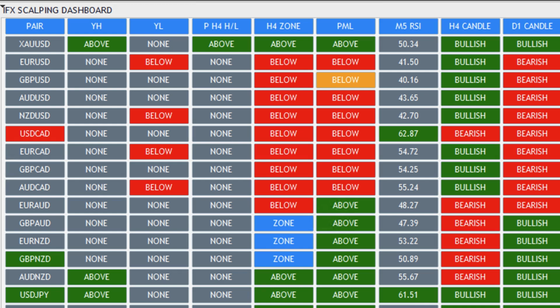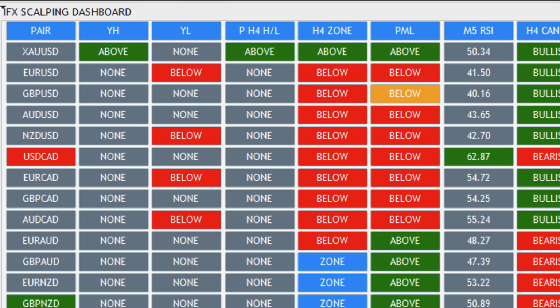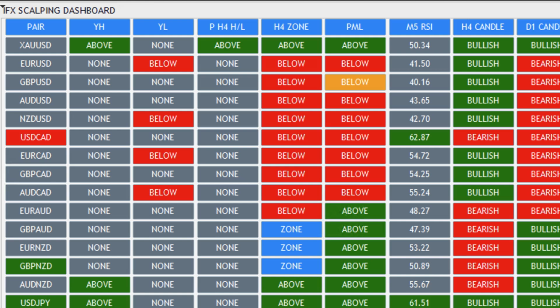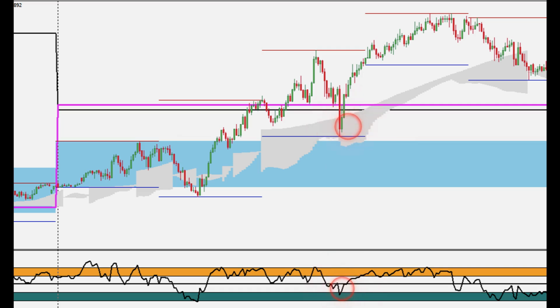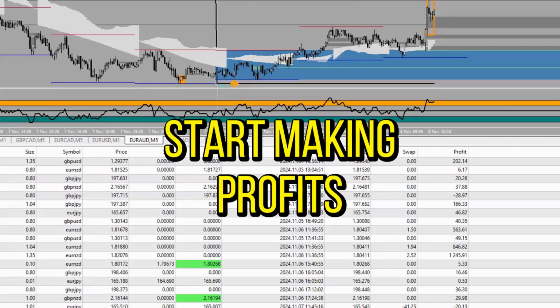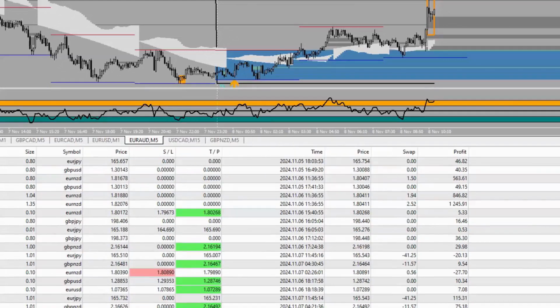For example, if the dashboard shows a pair is above yesterday's high in that column, it's likely in a strong uptrend. From there, I can check if the pair is also above the 4-hour zone and the PML, which further confirms a bullish trend. At this point, I'd be looking for a possible buy pullback entry. All that's left is to wait for the RSI to approach the 40 level and see if the conditions align for a buy entry. If you're just starting out, focus on these key columns: 4H zone, PML, and M5 RSI. That's all you need to begin spotting opportunities.